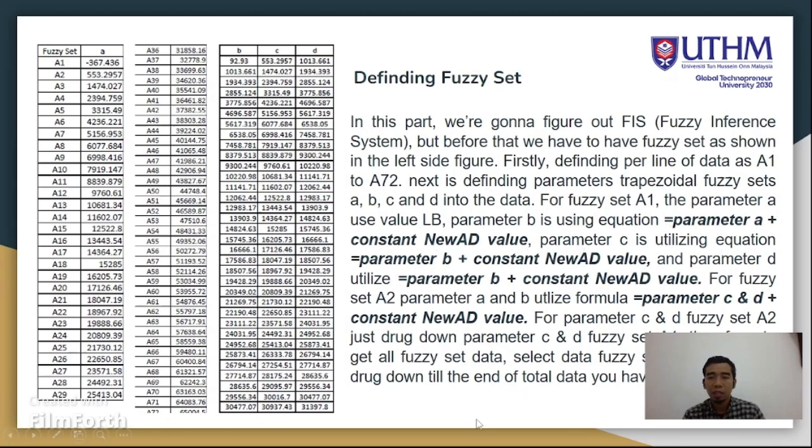Parameter C utilizes the equation parameter B plus the constant new AD value. Parameter D utilizes parameter C plus the constant new AD value. For the next fuzzy set, parameters A and B use the formula of parameters C and D plus the constant new AD value. For parameters C and D of the next fuzzy set, just drag down parameters C and D of fuzzy set A1. Therefore, to get all fuzzy set data, select the data of fuzzy set A1, A to D, then drag down till the end of the total data you have.